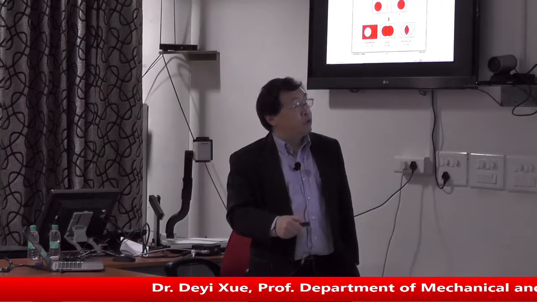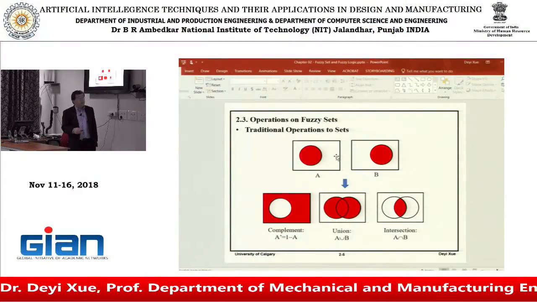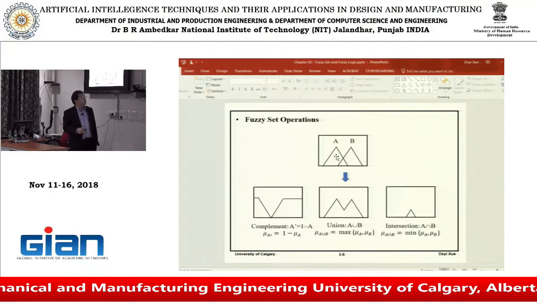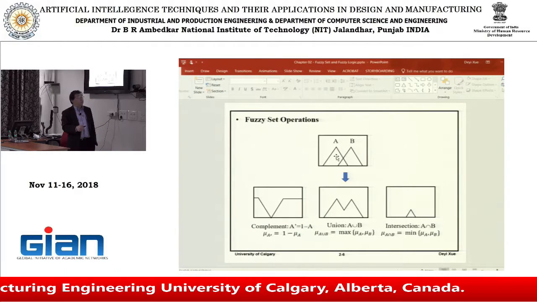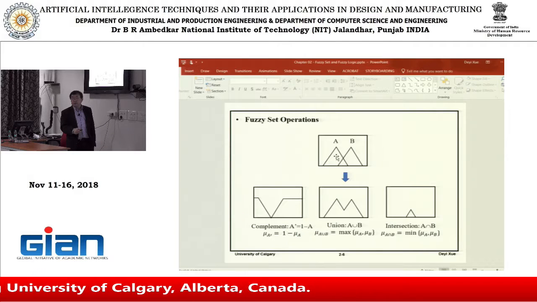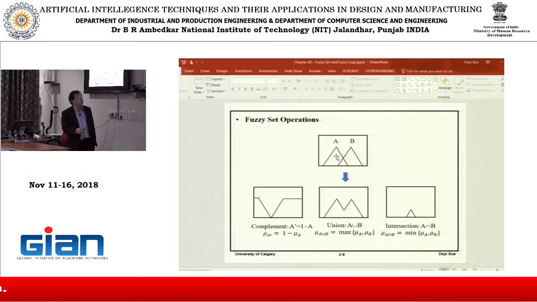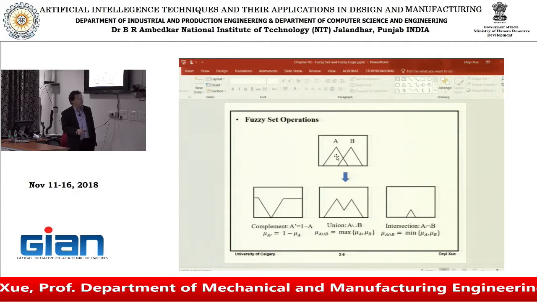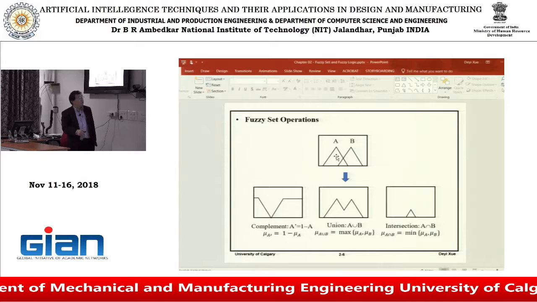Operations, Boolean operation, you don't need to know the traditional one. I'm not going to ask you the traditional set operations, but you need to know fuzzy set operations. Complement. So if I give this membership, right? Then you are required to draw something. You know this relation. Then union.